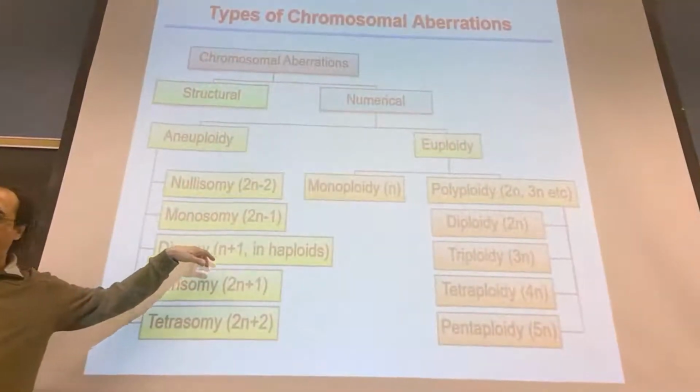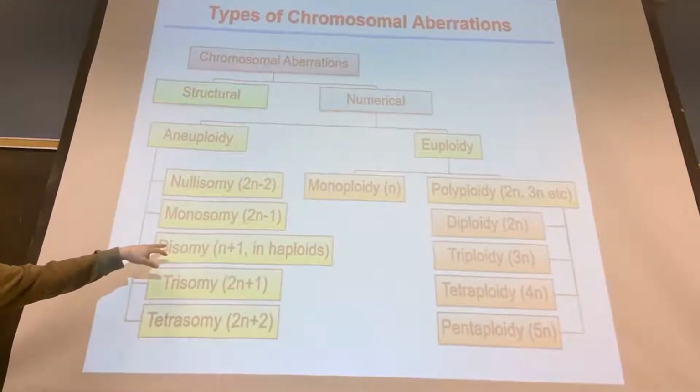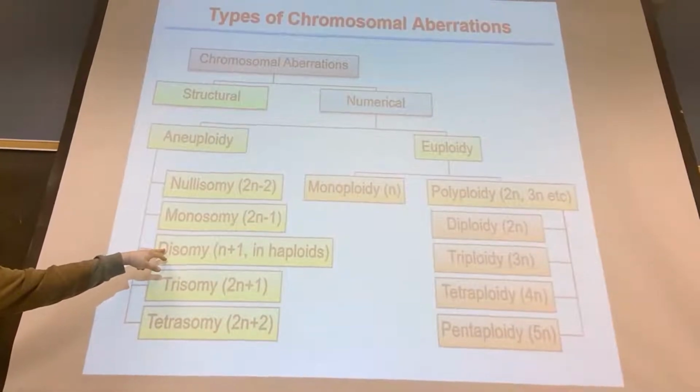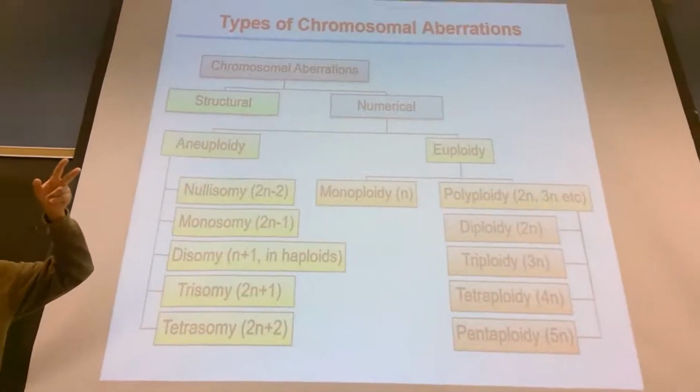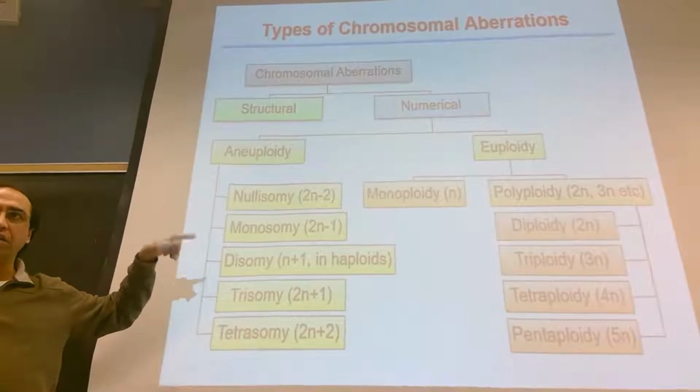Disomy, that is in the case of haploid only. When there is a haploid number of chromosomes and one chromosome is present in 2 copies, then it is called disomy.